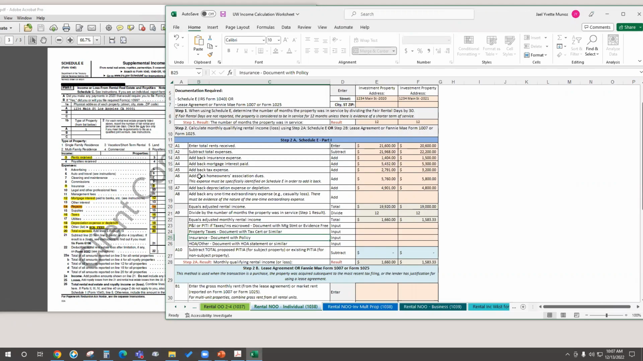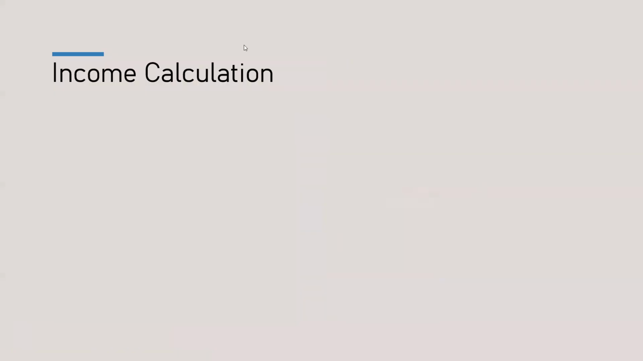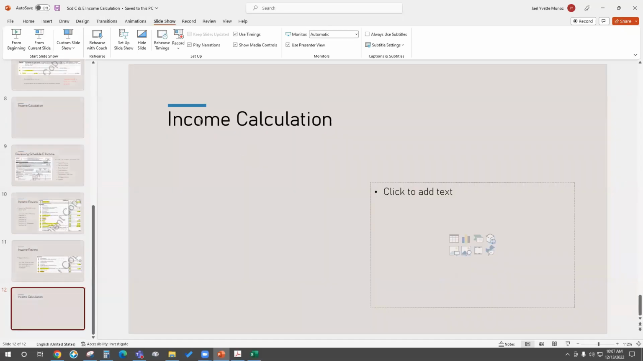We can use the income calculation of previous, but remember the debt service ratio is based on the actual property they're purchasing. So they're not usually using any additional income. Got it. Thank you. Does anybody else have any questions with regards to income calculation?